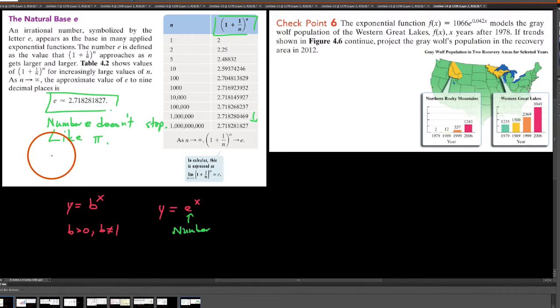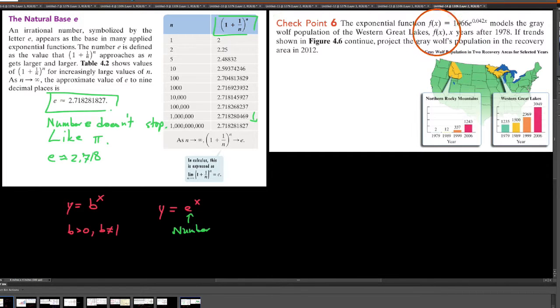And we could also say e is approximately 2.718. So for good enough purposes, we could say that e is about 2.718. But what I want everybody to know in this video is that e is a number. So in applied exponential functions, what would they be referring to here? Well, this is some applied exponential function. We're applying it to a situation. So let's take a look at this situation.